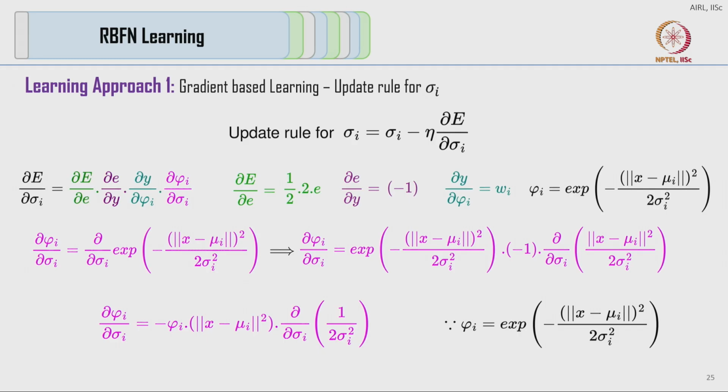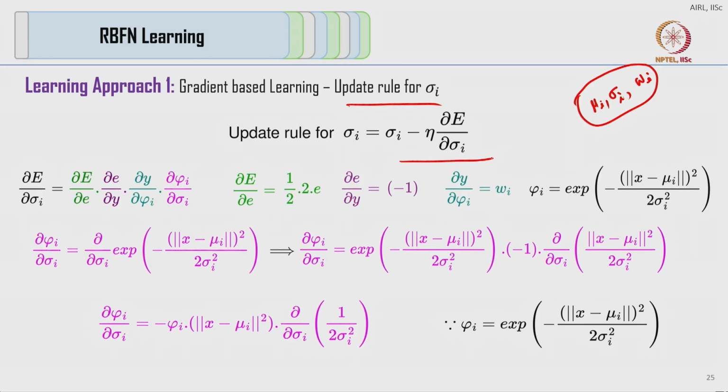Now we will do the same thing for sigma I. In an RBF neuron, mu I, sigma I and Wi are the parameters for which we need to find the gradient. So now we will find the gradient for the width sigma I. The update rule is: new sigma I is sigma I minus eta times the gradient with respect to sigma I.